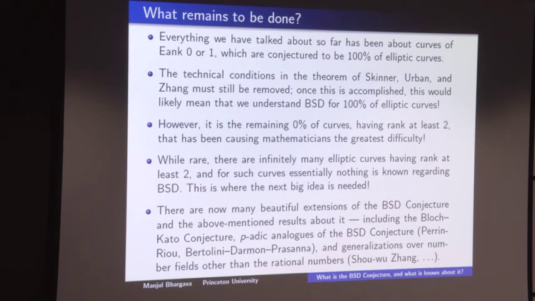And then, of course, there are generalizations over number fields, fields other than the rational numbers, for the Birch and Swinnerton-Dyer conjecture. The last lecture of our workshop this week will be by Shou-Wu Zhang, who's giving an overview of the many generalizations of the Gross-Zagier theorem over number fields and other variations.